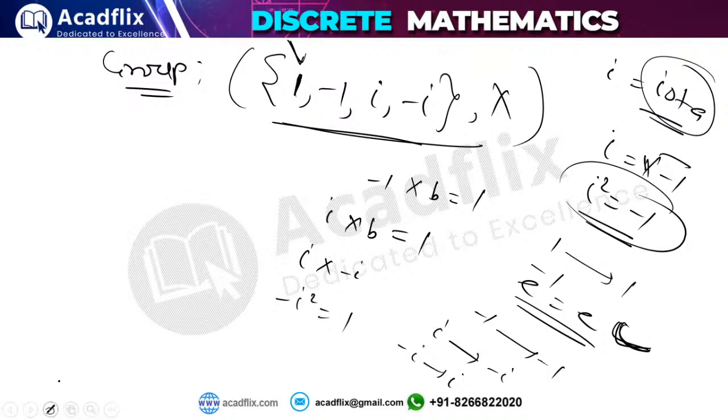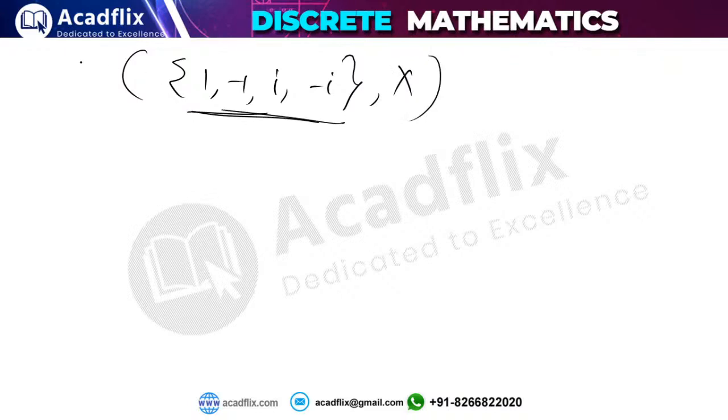Now you can see, first of all, this is a group: 1, minus 1, iota, minus iota under multiplication. So this is the multiplication operation, and this is our base set. You can just check, this is a group. Now we can represent this group with a Cayley table.